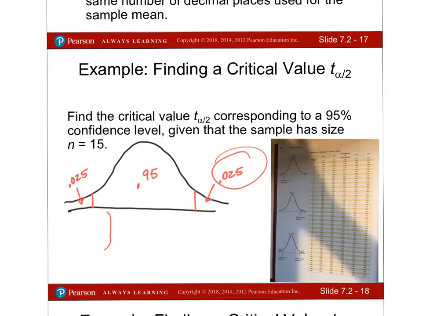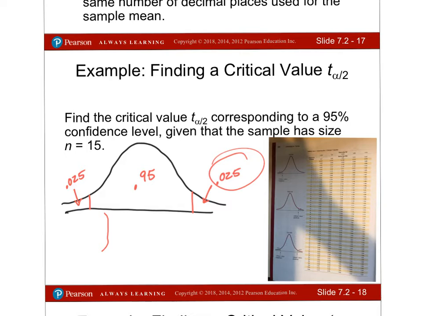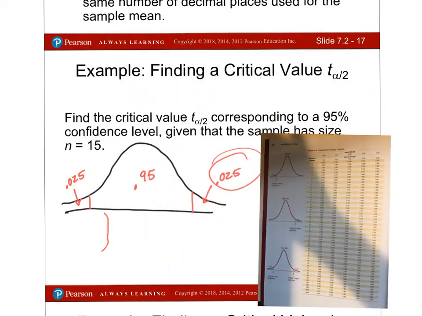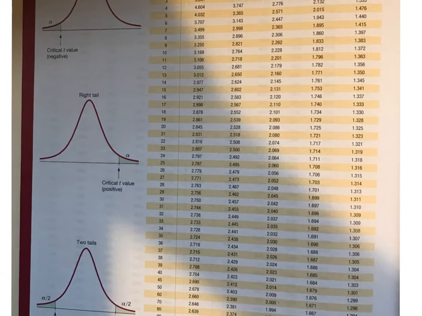And so you can see it right here. Here's our table. It's very small here, so let me zoom in. So there's our table. Remember the picture: the area in the tail is 0.025.